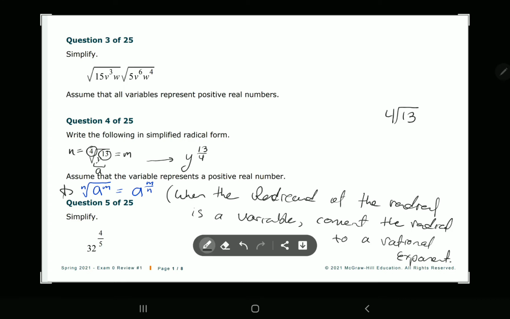Now we ask ourselves, how many complete times can 4 go onto 13? 4 can go onto 13 a total of 3 times. 4, 8, 12. 3 times. 4 times 3 is 12. Place that product below the 13 and then subtract. 13 minus 12 is 1. The number on the top represents your quotient.